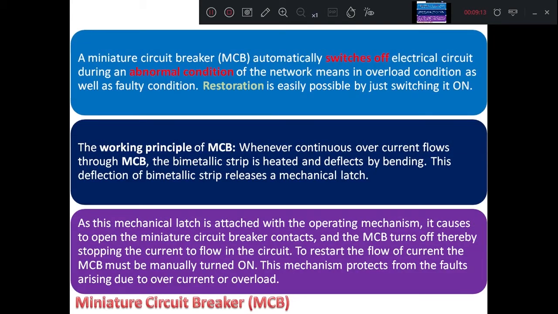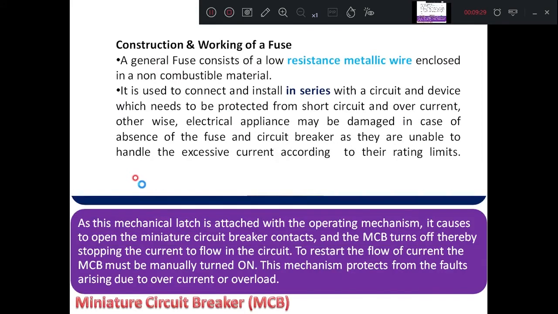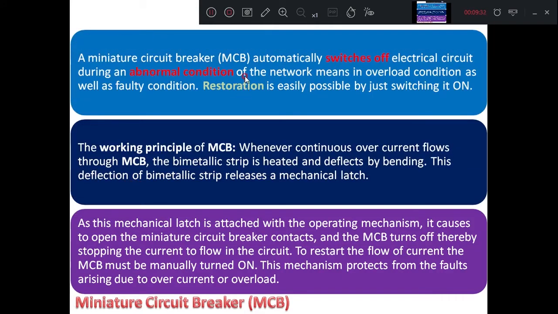Then the second protective device we are looking at here is the miniature circuit breaker. The function of the circuit breaker and the fuse is the same, that is, breaking the circuit in the event of an abnormal condition. A miniature circuit breaker automatically switches off the electrical circuit during an abnormal condition of the network, meaning in overload conditions as well as faulty conditions, it disconnects the circuit.